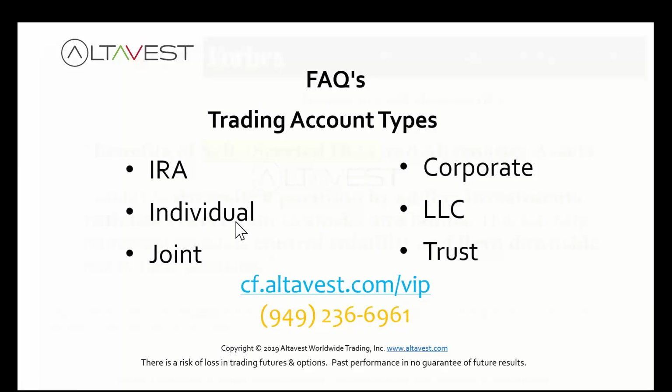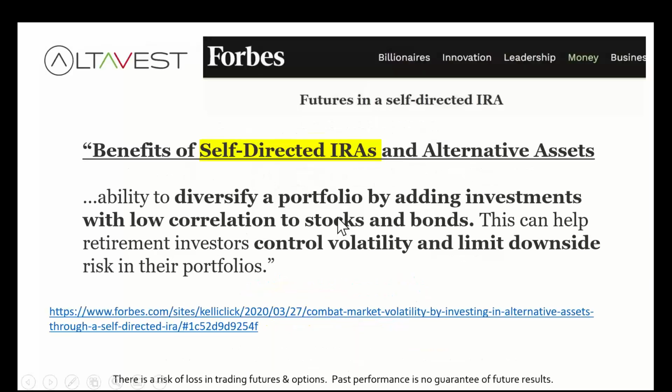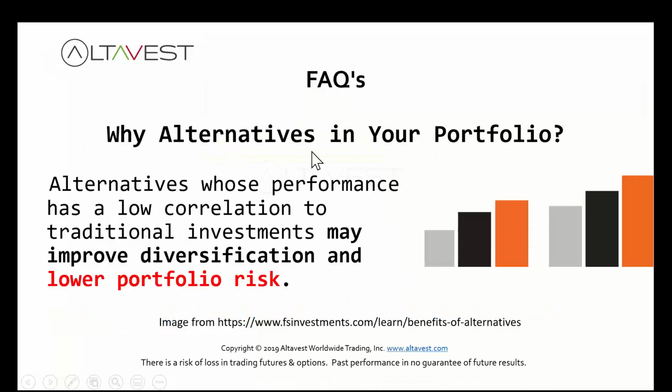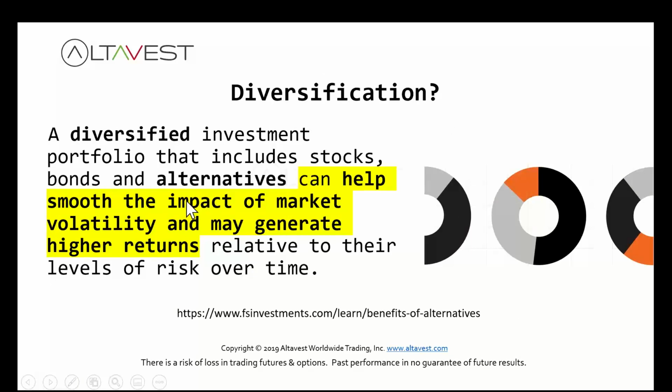And just to reiterate, benefits of the self-directed IRAs: diversify a portfolio. You can add investments with a low correlation to stocks and bonds. May help control volatility and limit downside risk. And then why alternatives? May improve diversification and lower portfolio risk. And here's that yellow section here. I highlighted that. It may smooth the impact of market volatility and may generate higher returns.